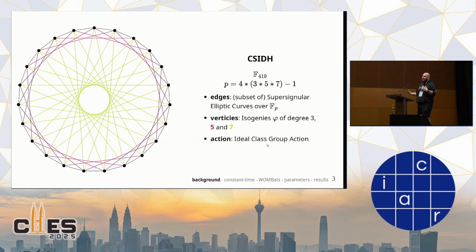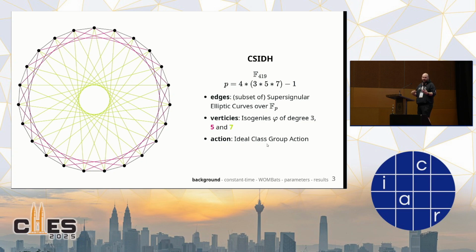We are working in the CSIDH setting, so here we have the following CSIDH isogeny graph. One example prime is of the following form. We have 4 as a cofactor, and then a list of small odd ℓi's, which define my isogeny graph. Here the vertices are the supersingular elliptic curves, and the edges are the isogenies between them.